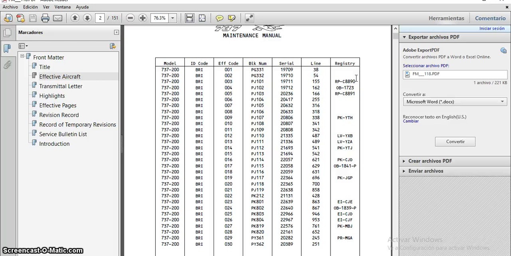Okay. According to the analysis of this information, the most important data of the aircraft are encoded: the effectivity code and the registry of the aircraft. The importance of the effectivity code of the aircraft lies in the fact that the procedures and components to be changed that are applicable to the aircraft are identified, so no mistakes are made in the maintenance operation.